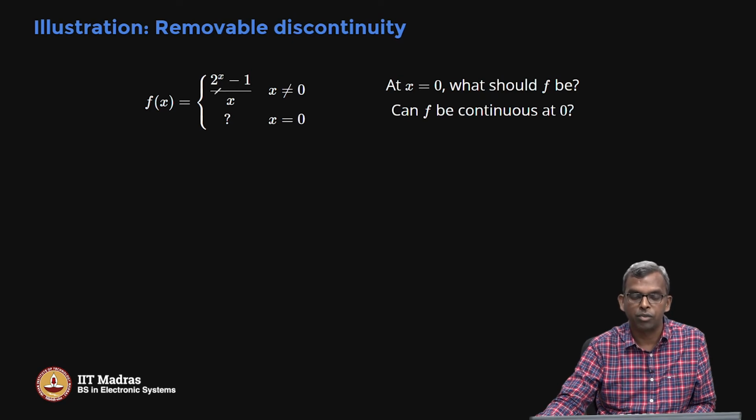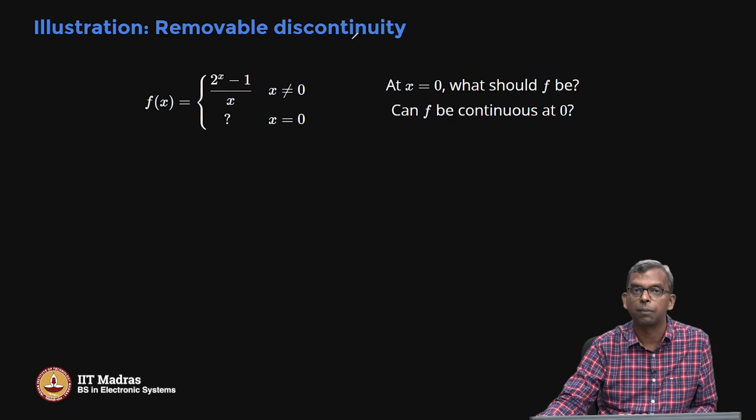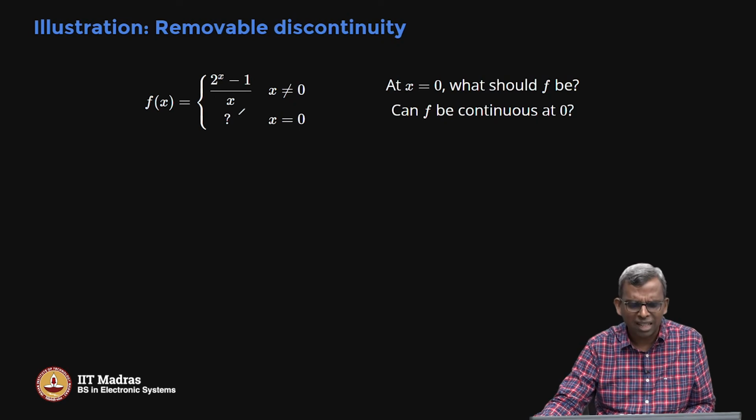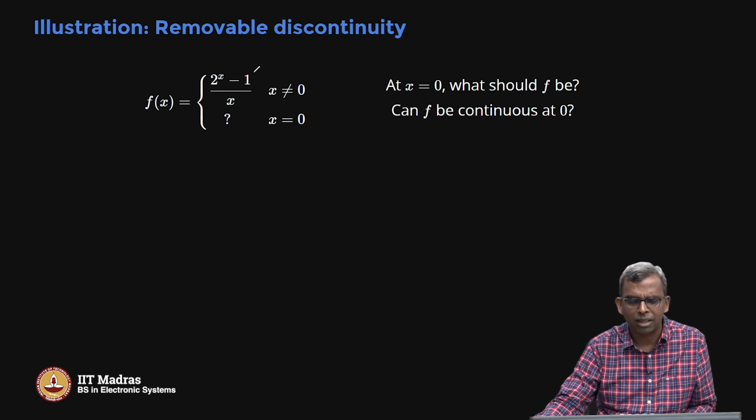Right? That's the question we are asking. Can you find the limit as x tends to 0 of this function f of x? If you can find it, then f of 0 can be defined to be that value and you can make it continuous. So that's why it's called a removable discontinuity. If this function has a limit at 0, you simply assign f of 0 as that value and then the discontinuity goes away. But the question is, does it have a limit at x equal to 0?